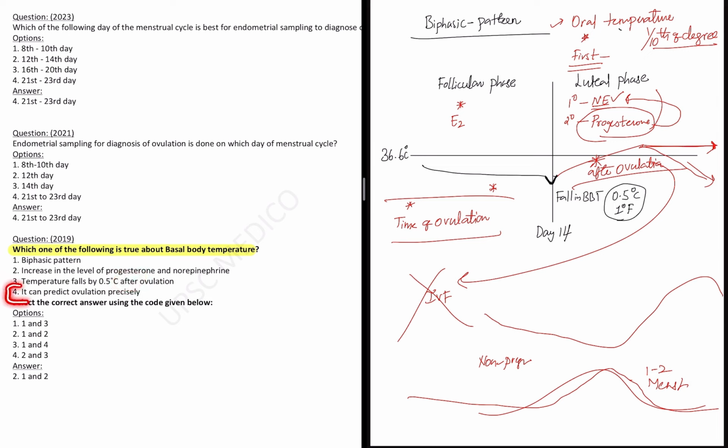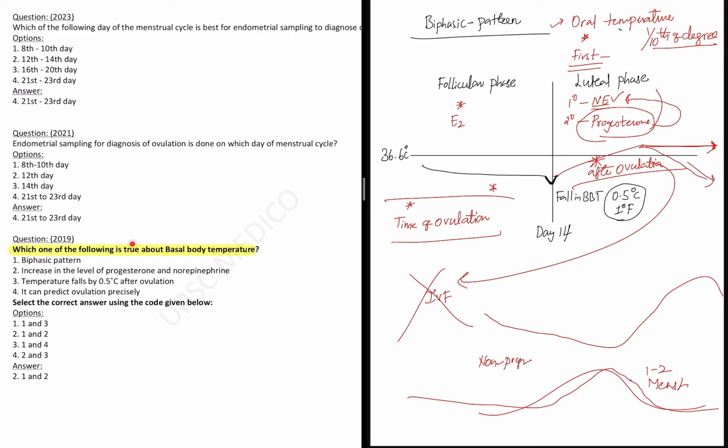And it can predict ovulation precisely. No, you cannot precisely predict the time of ovulation. After ovulation has occurred, then you can notice the change in body temperature, right? So it is a retrospective diagnosis. It is not a prospective diagnosis, and it is not useful for IVF methods. What is more useful is ultrasound visualization of the follicles. So the correct answer here is 1 and 2.